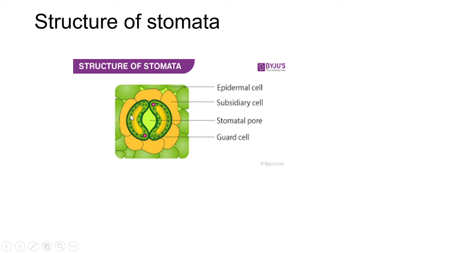In that, each guard cell has a cytoplasmic lining and a large central vacuole filled with cell sap.